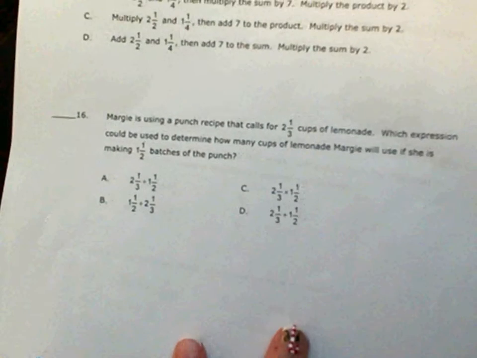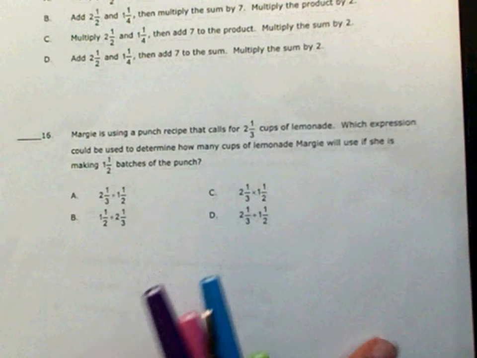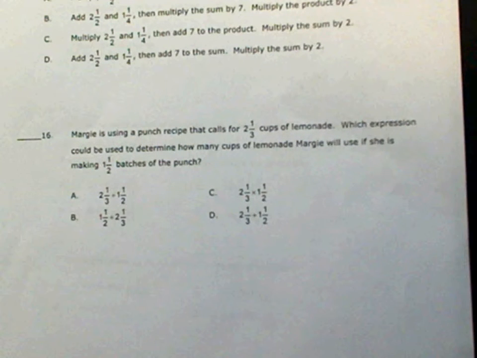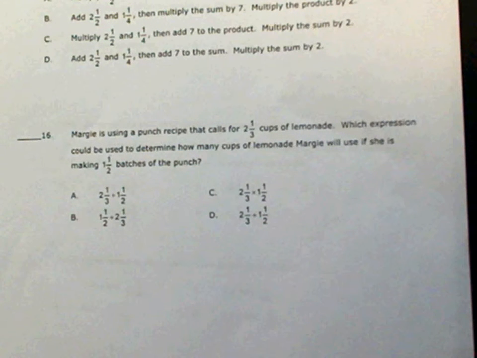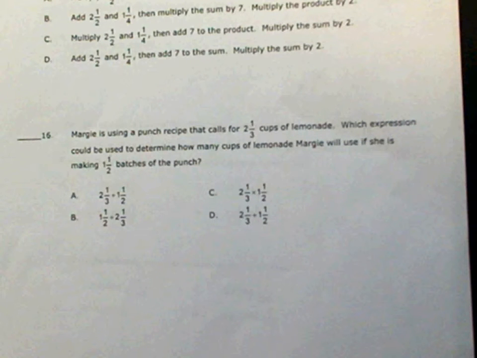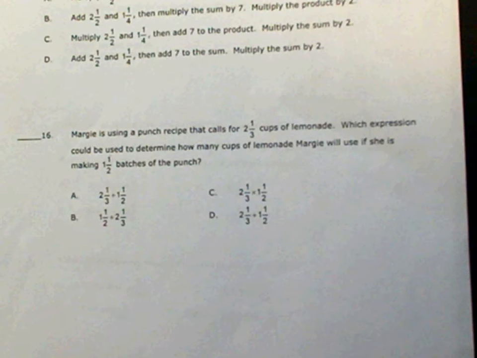Okay, one that we had on our Unit 3 test was kind of the same idea as the one we just did. It says Margie is using a punch recipe that calls for 2 1/3 cups of lemonade. Which expression could be used to determine how many cups of lemonade Margie will use if she's making 1½ batches? So really the same as what we just did.